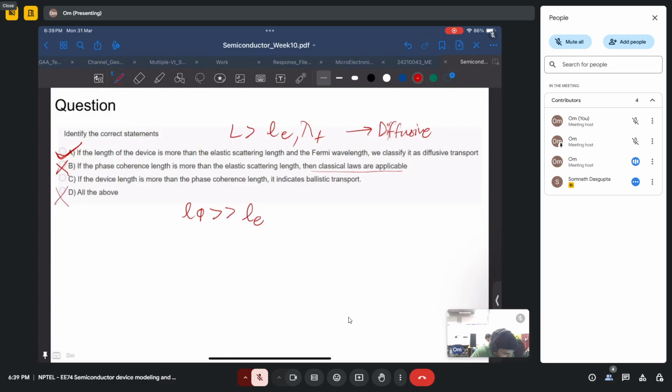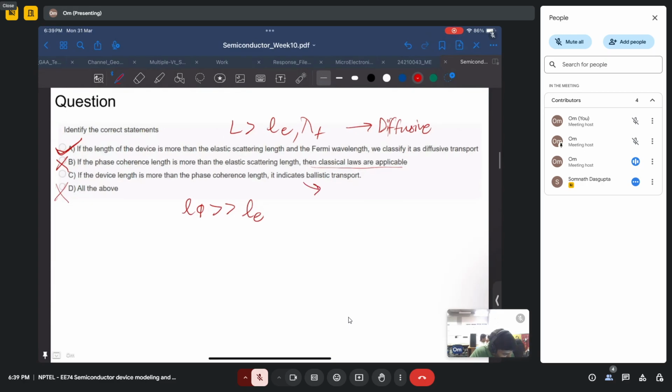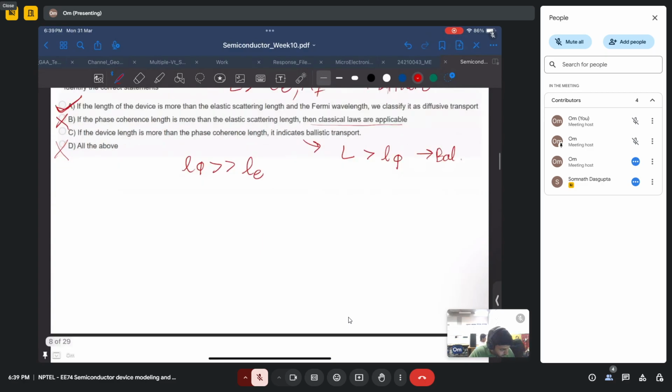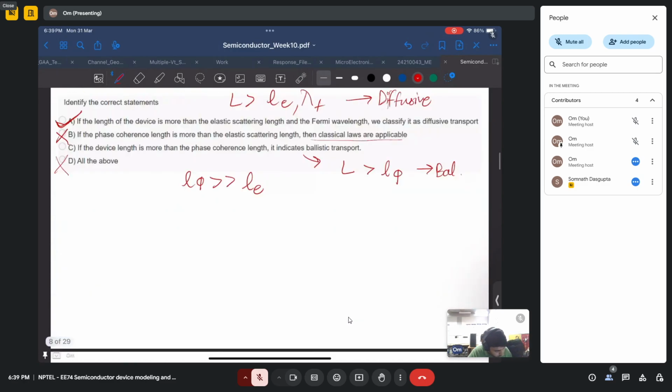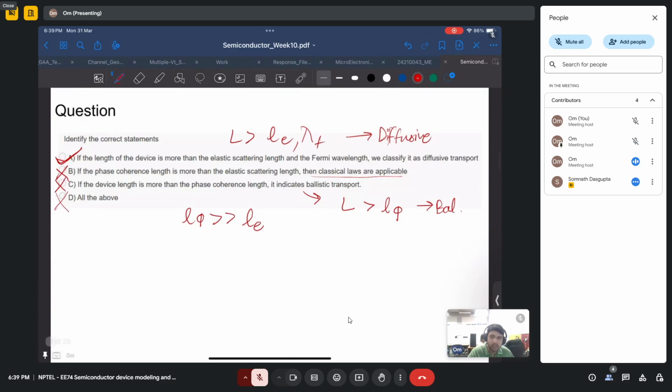The device length is more than the phase coherence length. It indicates ballistic transport. So what it's saying is L is greater than L phi, then it is ballistic. And in ballistic transport, L is less than Le and L phi. Right. This is also false. So only the first one is correct.